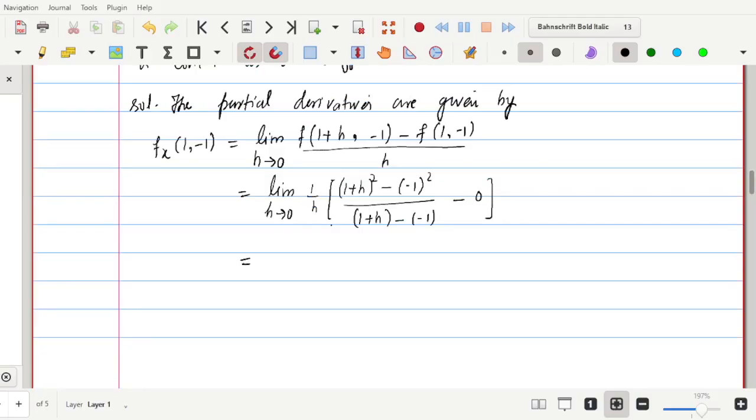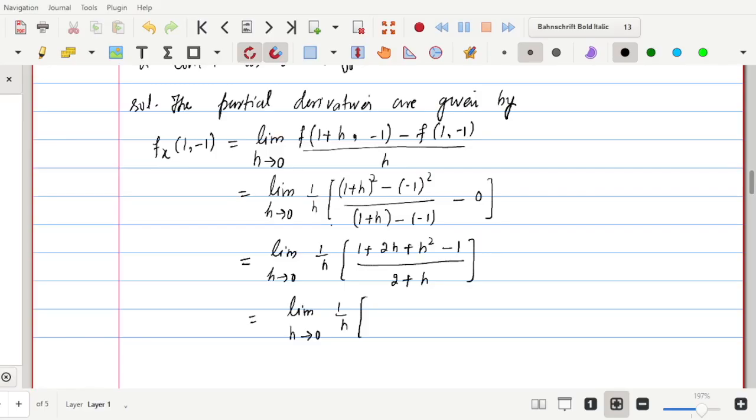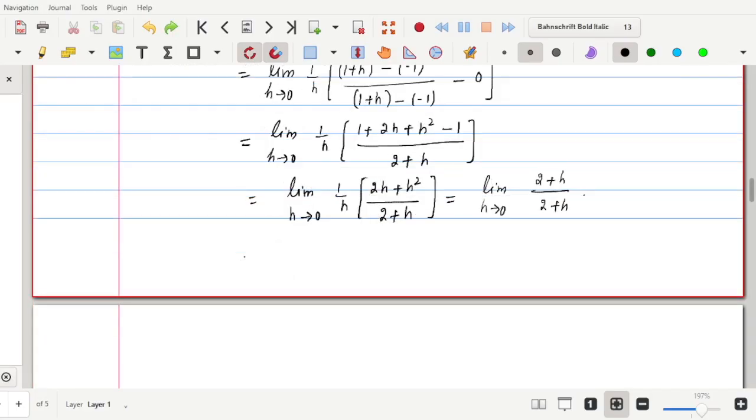Now when we simplify this, this becomes limit h tends to 0, 1 divided by h. Now this becomes (1 plus 2h plus h square minus 1) whole divided by 2 plus h. So this is equal to limit h tends to 0, 1 divided by h, (2h plus h square) whole divided by 2 plus h, which is now equal to limit h tends to 0, 2 plus h divided by 2 plus h. Therefore we can say this is equal to 1.